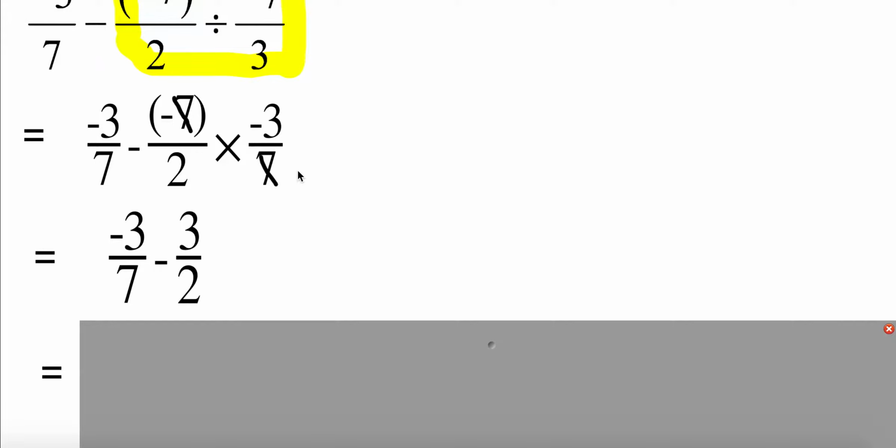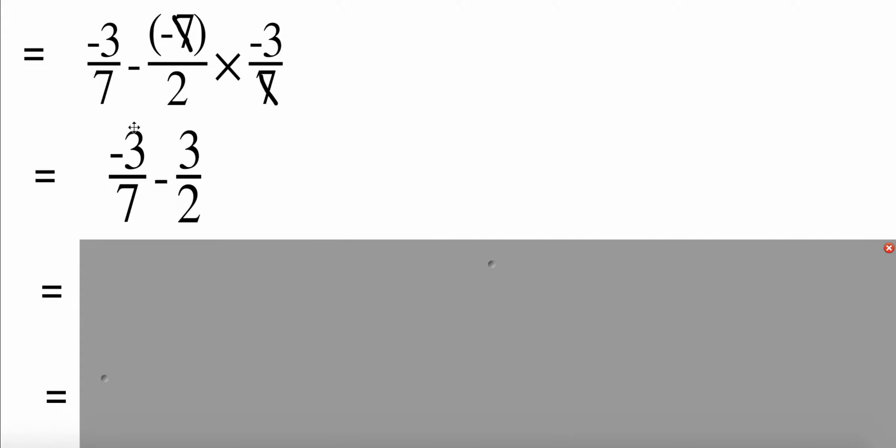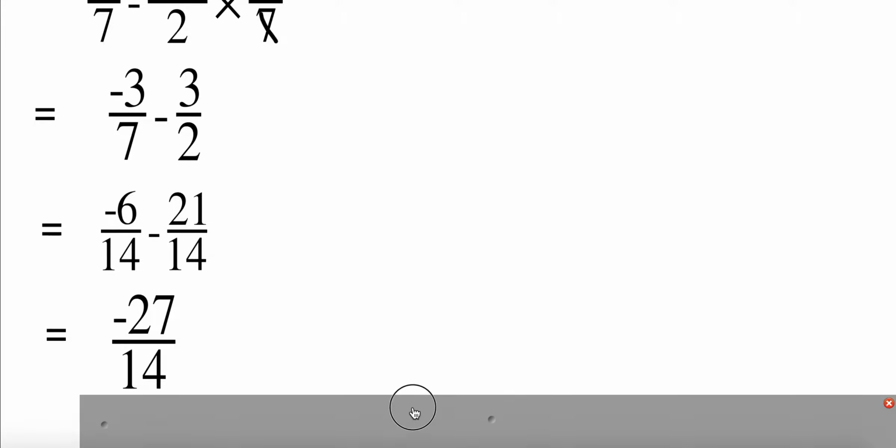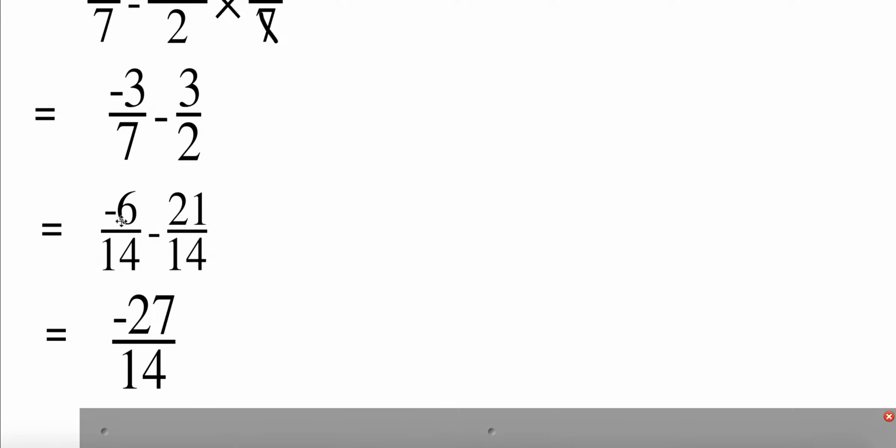So what I'm left with is negative 1 times negative 3 is 3. 2 times 1 is 7. Now we need to find a common denominator between 7 and 2. Well, that's 14. 7 times 2 is 14. So we're going to do 2 times 7, get 14. 2 times negative 3, get negative 6. And over here, we're doing 7 times 2, we get 14. And 7 times 3 to get our 21. Then we get our answer of negative 27. Negative 6 minus 21 more is negative 27 over 14.